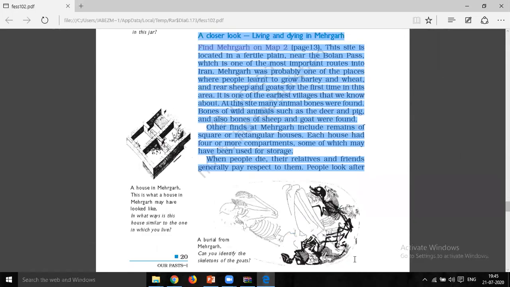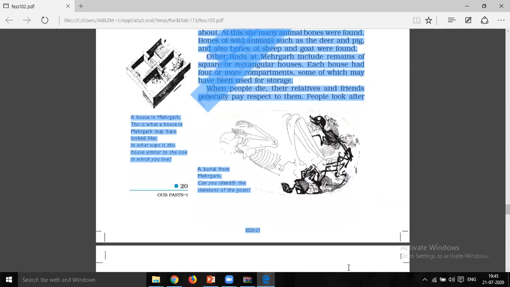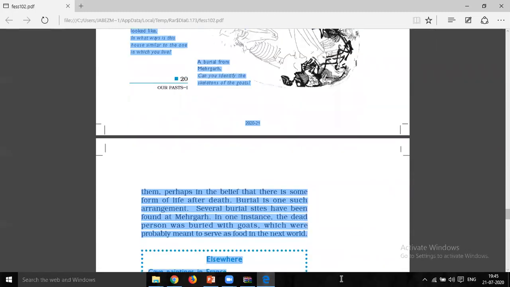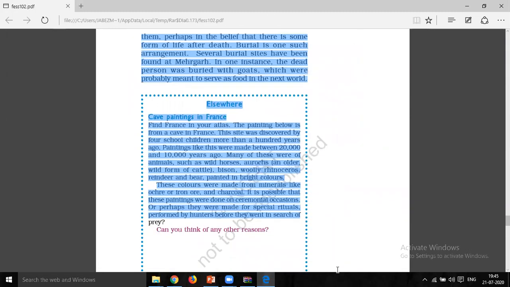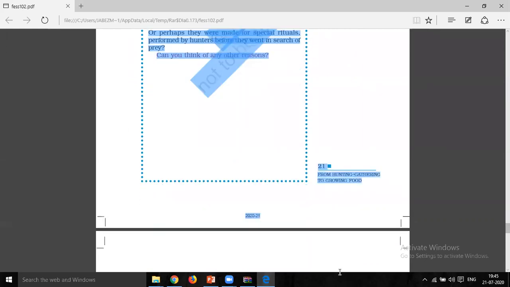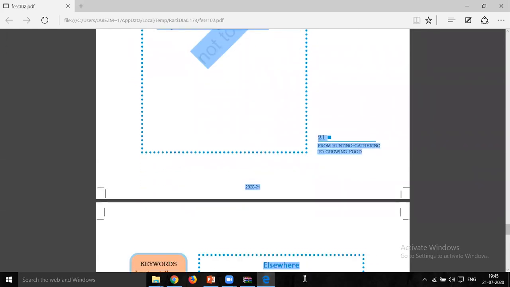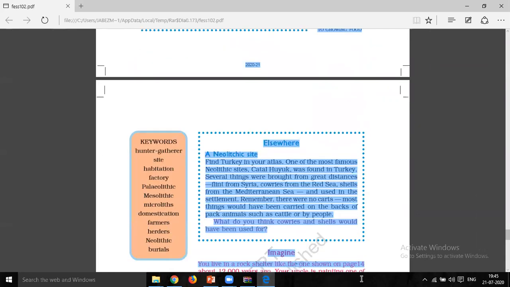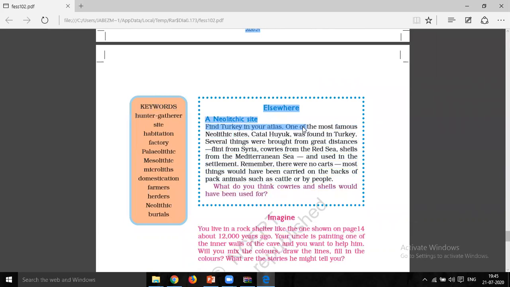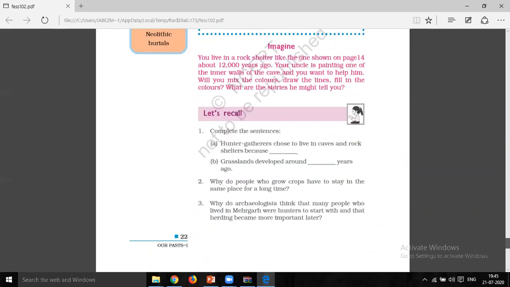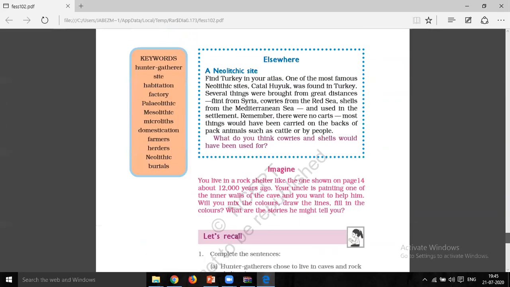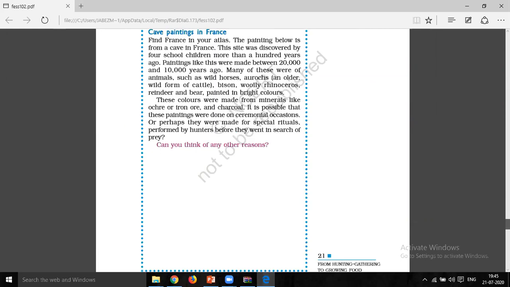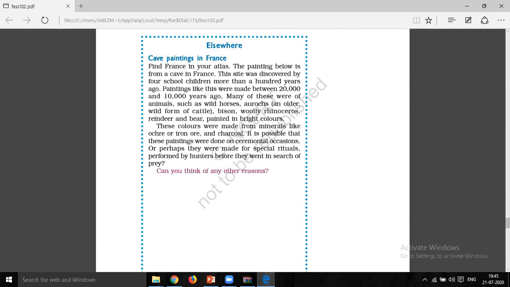page number 20. Okay, see here, as you can see, the people were buried. And the cave paintings are on page numbers 19, 20, 21, as well as page number 22. We had discussed today the Turkey place, which is one of the most famous Neolithic sites. Okay, so this is what we had discussed as per the points. I hope that you understood regarding this Neolithic period also.